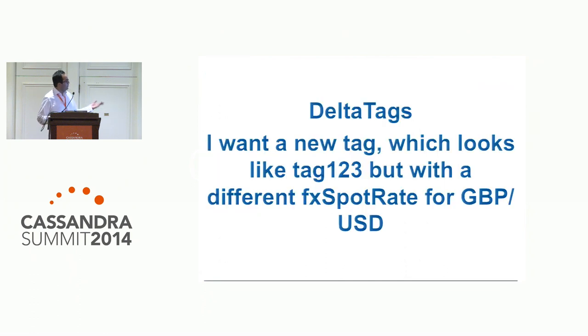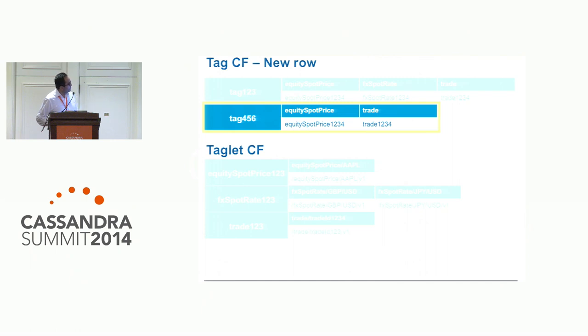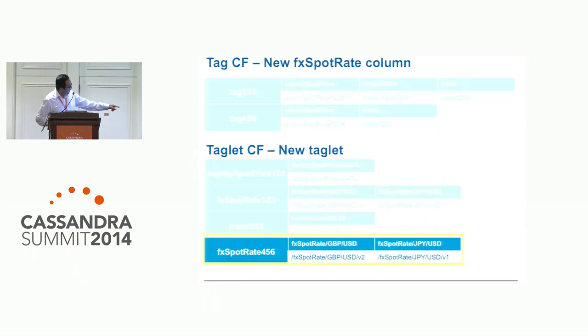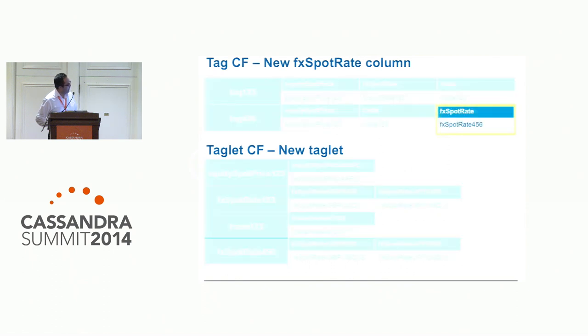So now we can do something like this, right? We can create a delta tag. We can say to Hippo, I want a new tag which looks like tag 123, but with a different FX spot rate for GBP USD. So how do we do this? Well, first of all, we add a new row to the tag column family, and it references the same taglets that tag 123 references. Next, we add a new taglet. This new taglet is effectively the same FX spot rate as FX spot rate 123, but it has a new version for GBP USD. And finally, we need to associate that taglet to our new tag, so we add a new entry there.